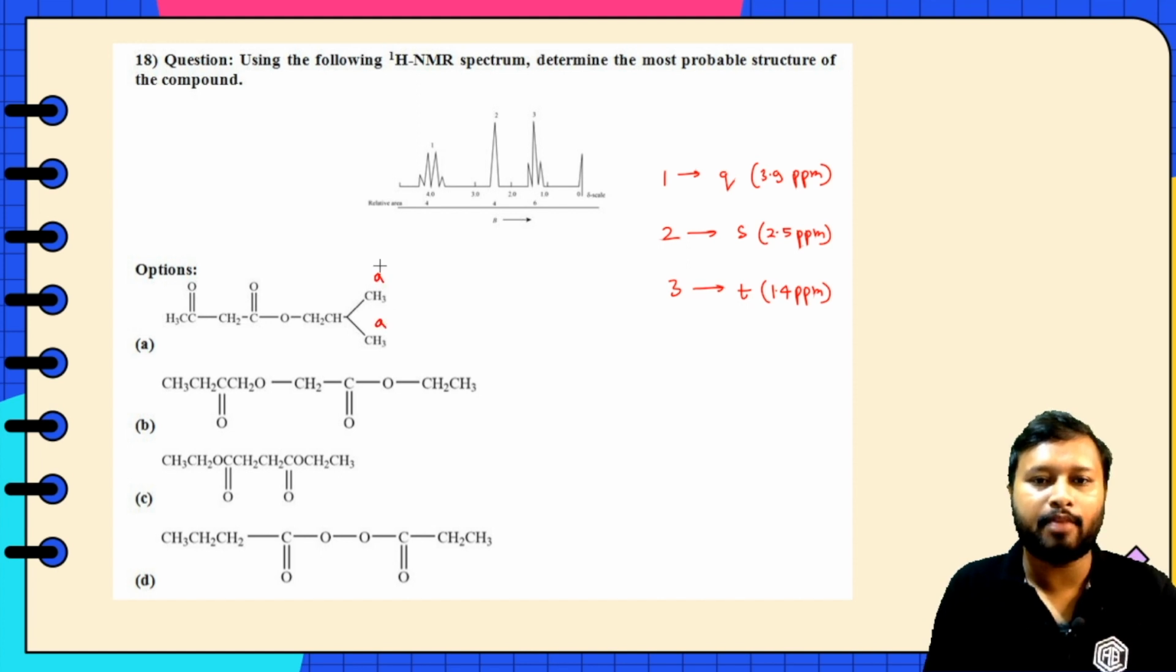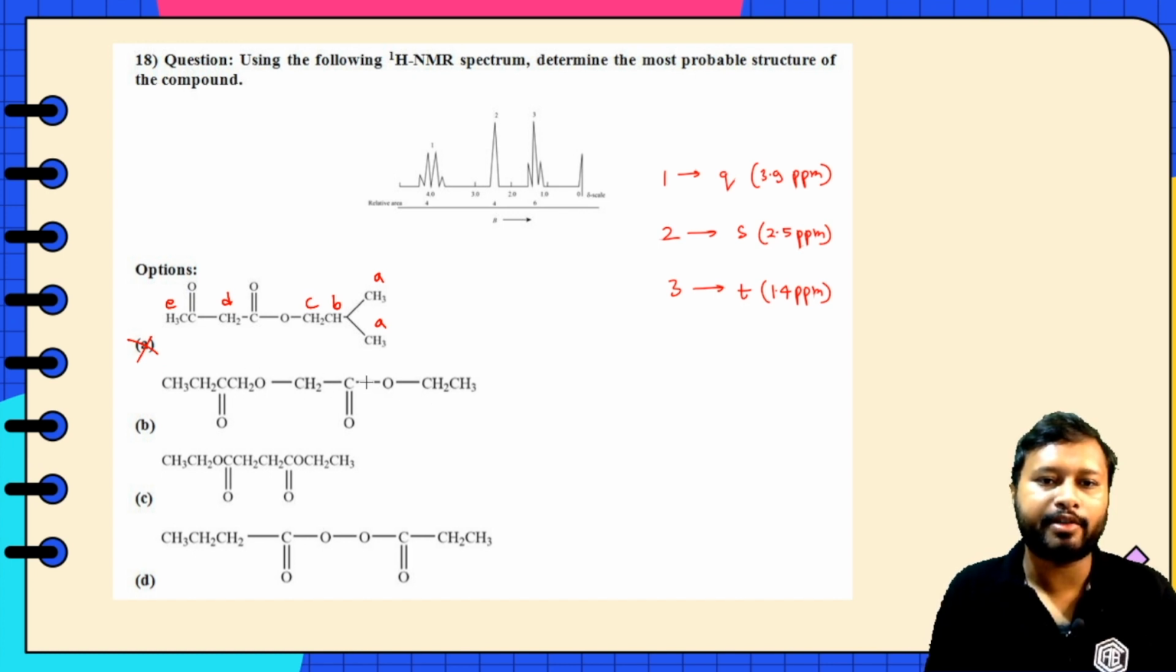So signal A, because both of them will be equivalent, signal B, C, D, E. So you are getting 5 signals here, which is not according to the option. Now let's look upon this one. This is again a highly asymmetrical molecule.